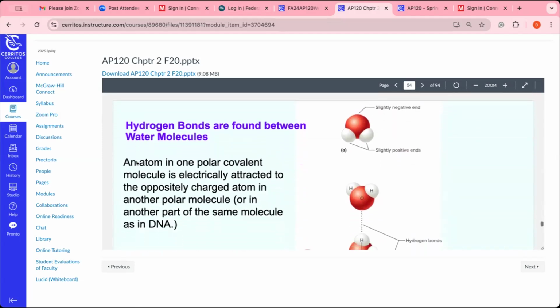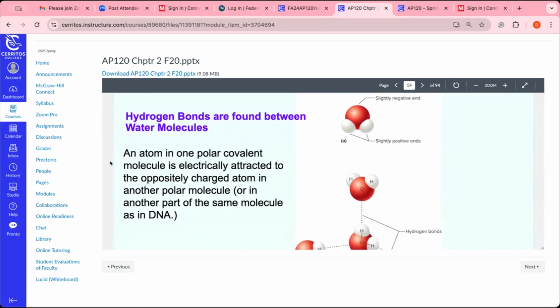Hydrogen bonds are found between water molecules. An atom in one polar covalent molecule is electrically attracted to the oppositely charged atom in another polar molecule or in another part of the same molecule. Okay. So if you have a polar covalent molecule, they're attracted to the oppositely charged atom in another polar molecule.